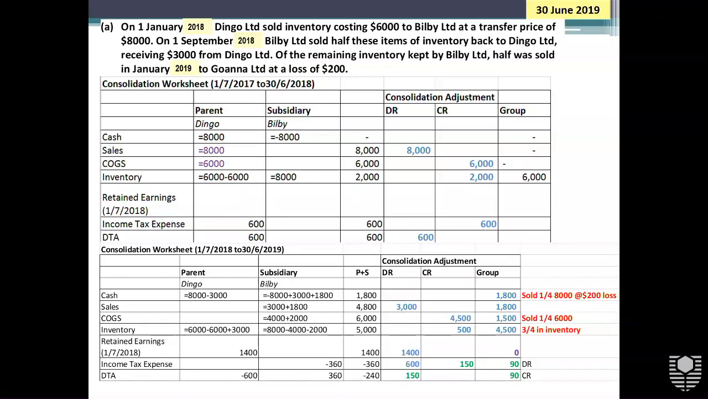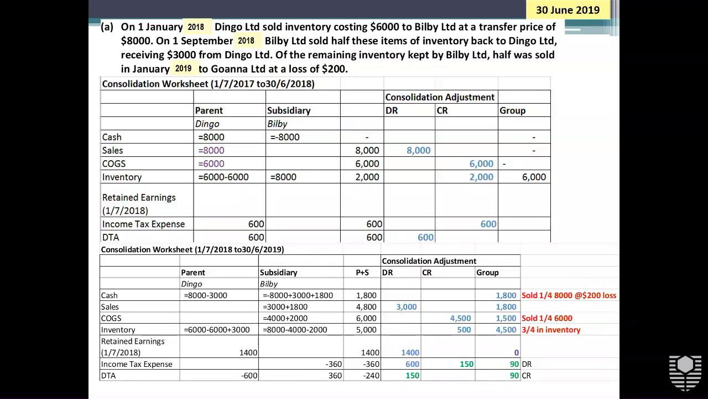Then we can work out our tax. Sales minus cost of goods sold gives us 300, so 1,800 minus 1,500 is 300. Times that by 30% is $90. That's what we need it to be. How do we get there? Let's have a look at our sales. We're going to have to adjust our sales. It's currently in there at 4,800. We need it to be 1,800.